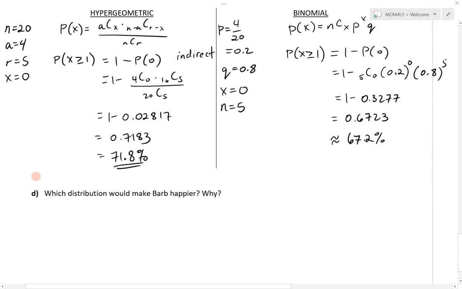Which distribution would make Barb happier? Well, Barb would be happier with the hypergeometric distribution scenario, since it has a higher probability of her friends winning.